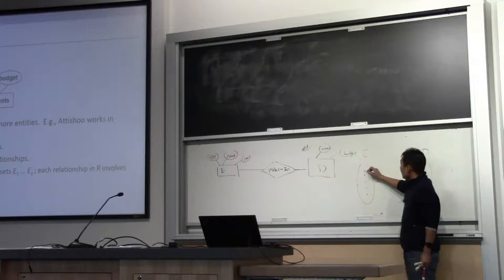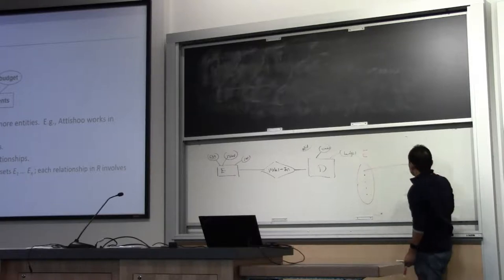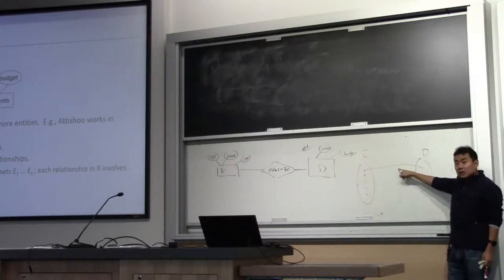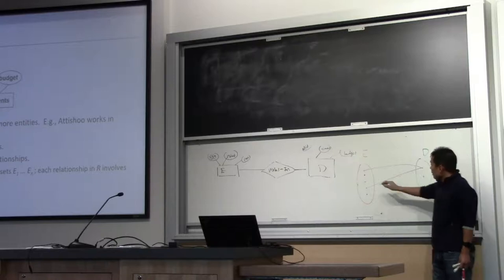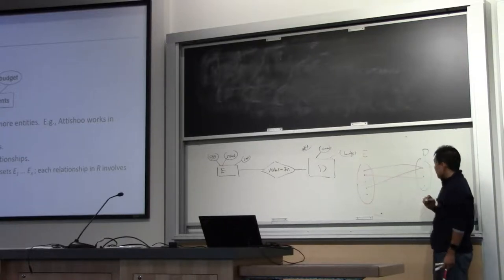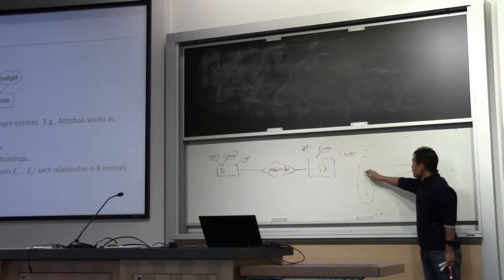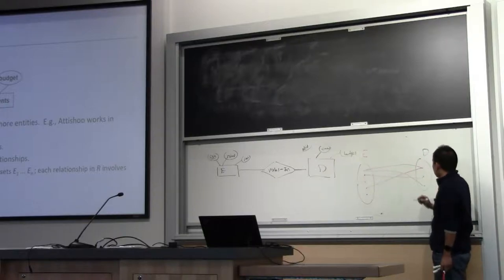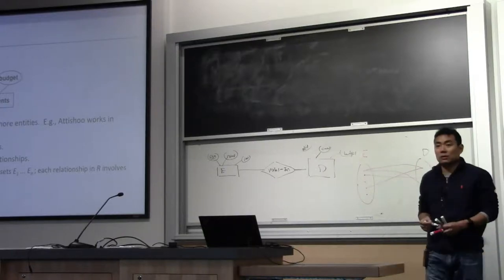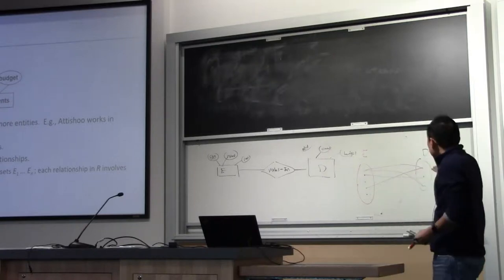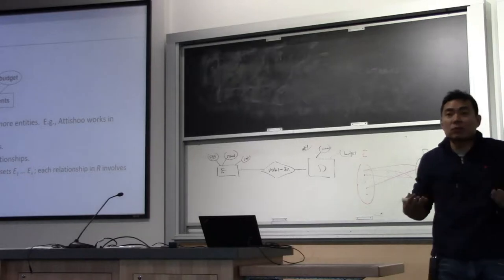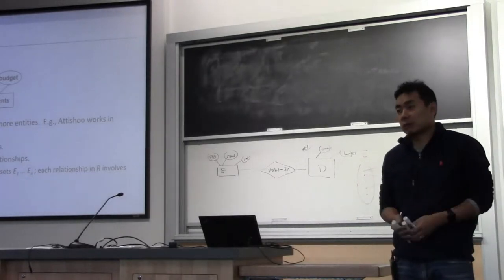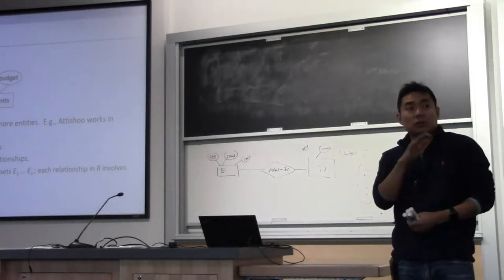You draw a line. If somebody works in a particular department, that's one relationship. Somebody else might work in that same department, and the second person might work for a different department, and that same person might be working simultaneously for two different departments. You may also have employees who don't have a department to work for yet, the new hires. So far, so good?